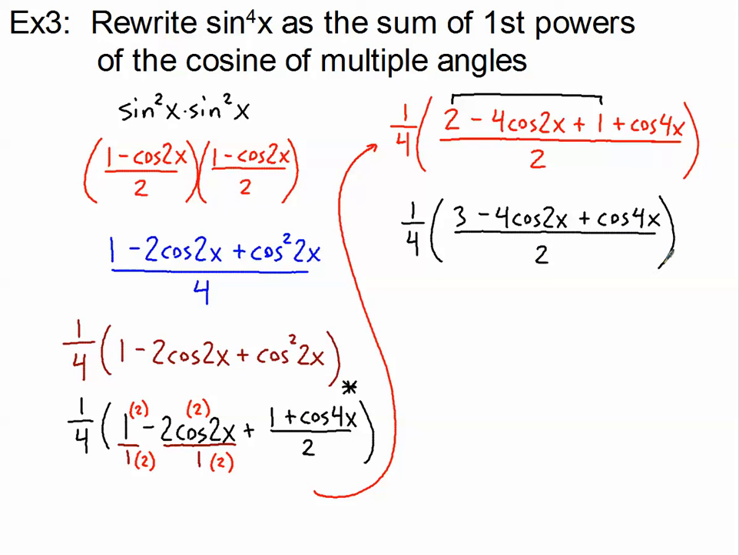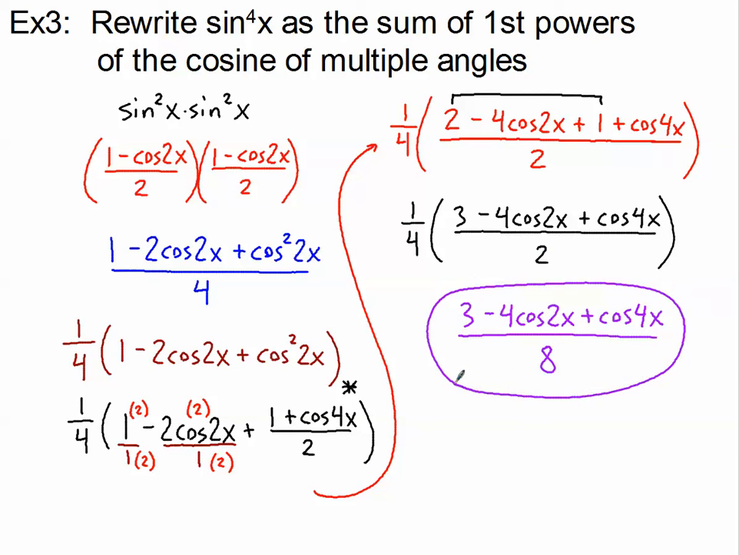And lastly, now that I have finished, I'm going to multiply the 1/4 back in. 1 times all the numerator is not going to change anything in the numerator. But the 4 in the denominator is going to change. 4 times the 2, of course, is 8. And that's our final answer that follows all the rules. All the exponents are 1s, and I just have cosines, and they have multiple angles. I've got a 2x and I've got a 4x, but that's fine.